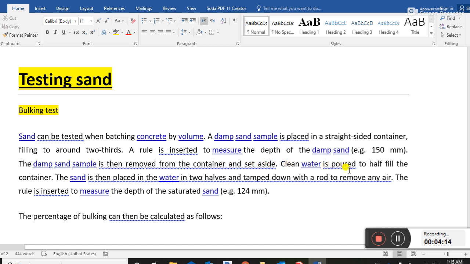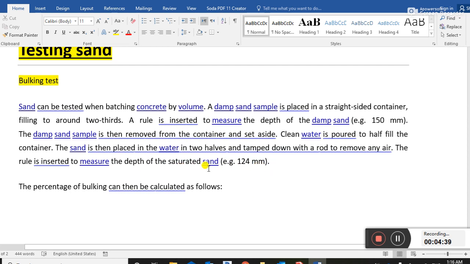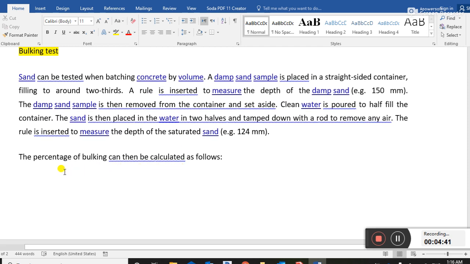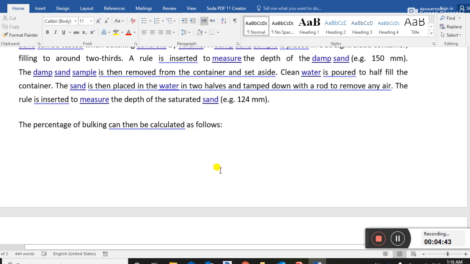Clean water is poured to half fill the container. The sand is then placed in the water in two halves and tamped down with a rod to remove any air. The rod is inserted to measure the depth of the saturated sand, for example 125 millimeter. The percentage of bulking can be calculated as follows.